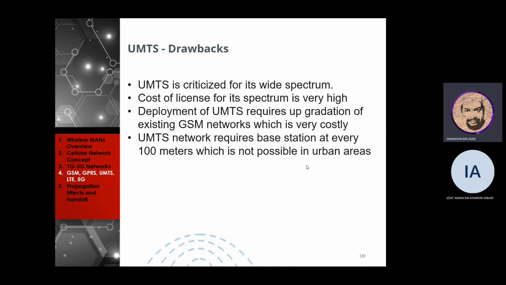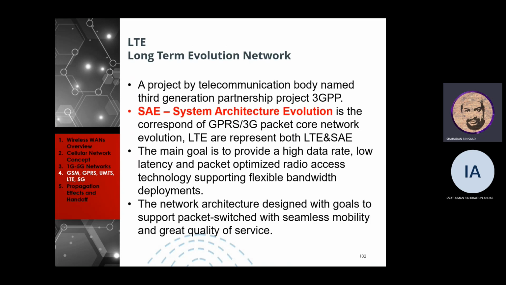Drawback ada tak? Ada. So UMTS is criticized, okay, kena hentam kan, for its wide spectrum. So cost of license for its spectrum is very high, mahal. Deployment of UMTS requires upgradation of existing GSM network, which is very costly. UMTS network requires a base station at every 100 meters, which is not possible in urban areas. So sebab tu kampung-kampung tak ada UMTS ni kan. Sebab nak kena ada pencawang tiap-tiap 100 meter kan. Kena ada pencawang kan. Base station.